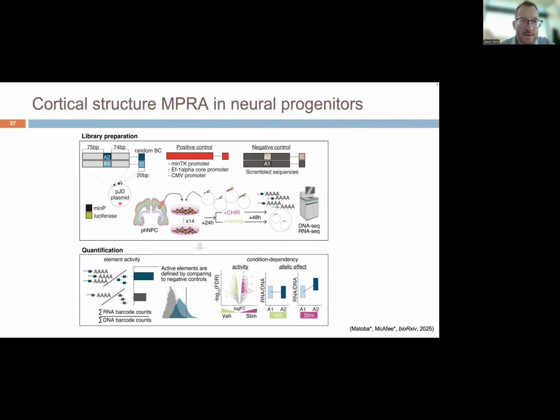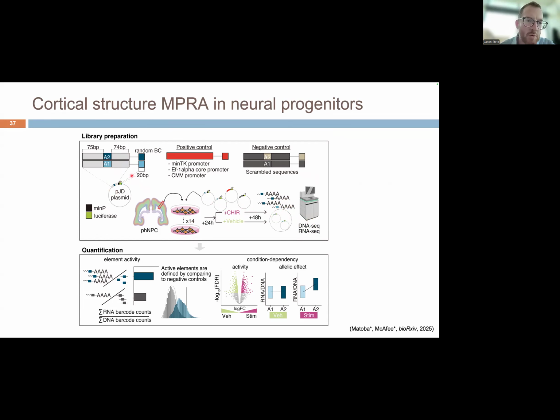So the way we designed this was that we cloned out these sequences that contained the SNP of interest and both alleles. We tagged each allele to around 30 different barcodes on average. Those barcodes were then cloned into a plasmid, and those plasmids were then transfected into primary human neural progenitor cells. Those cells were subjected to either Wnt stimulation using CHIR or vehicle for 48 hours. And after that, we measured gene expression using RNA-seq of the barcode, and we used DNA-seq to measure the overall plasmid count as a normalizing factor.